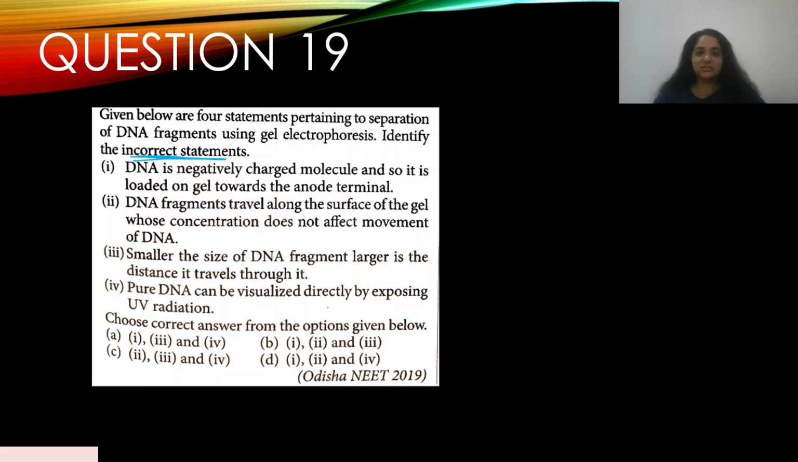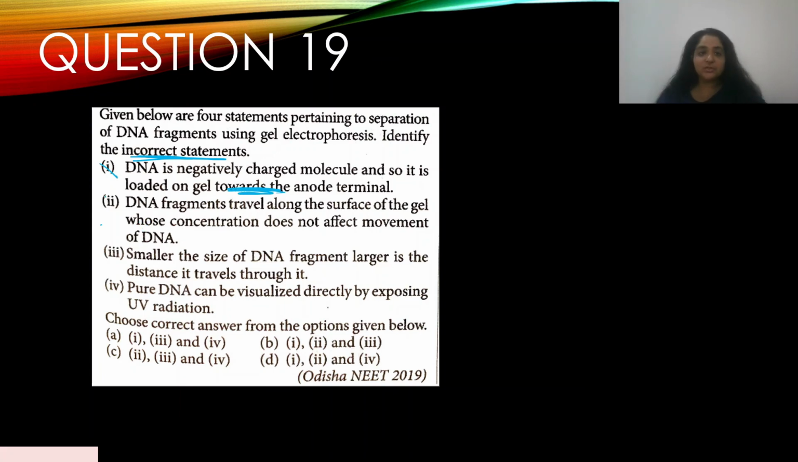So DNA is negatively charged, so it is loaded on gel towards the anode terminal. Actually, it's loaded on gel at the cathode terminal. This framing is a little problematic, but I would assume that they're loaded on gel at the cathode terminal, not at the anode terminal. So, one is incorrect. Next, DNA fragments travel along the surface of the gel whose concentration does not affect movement of DNA.